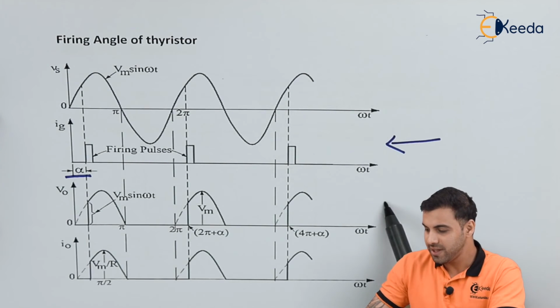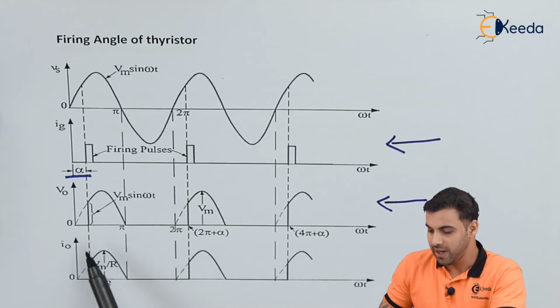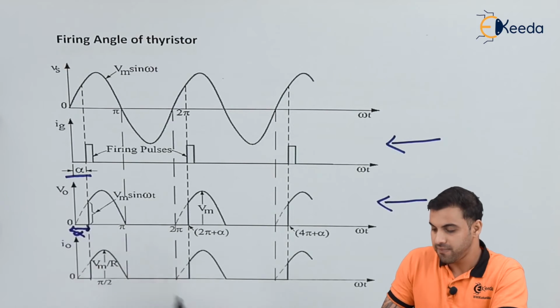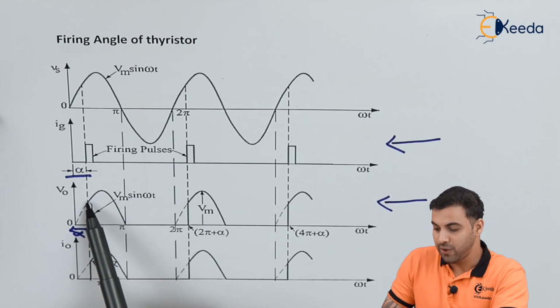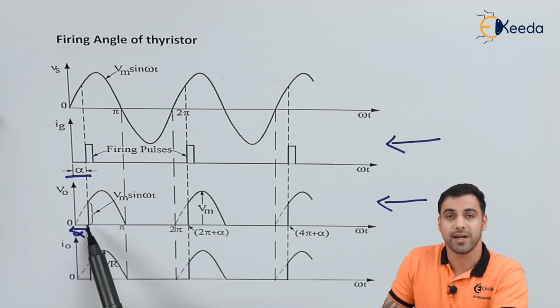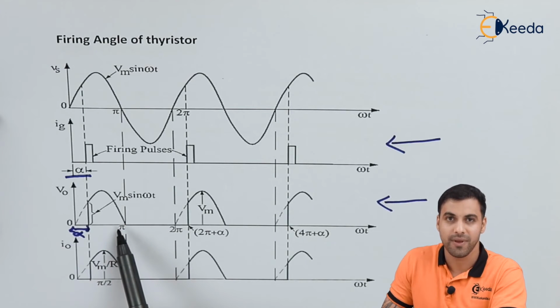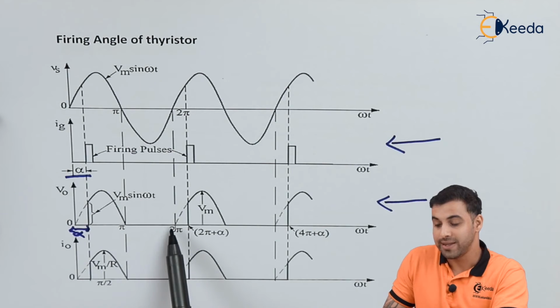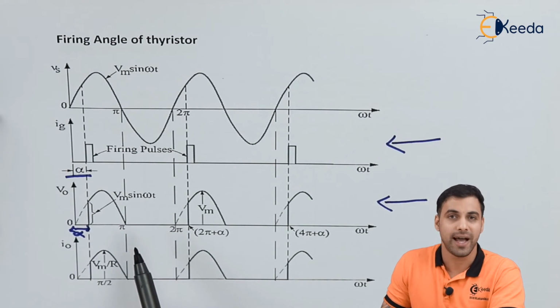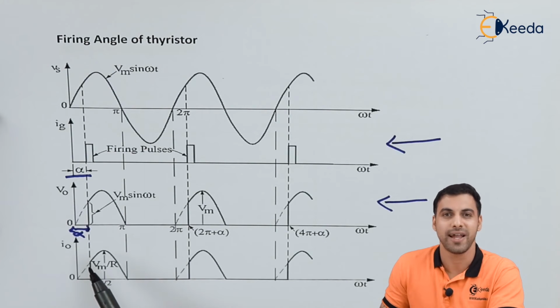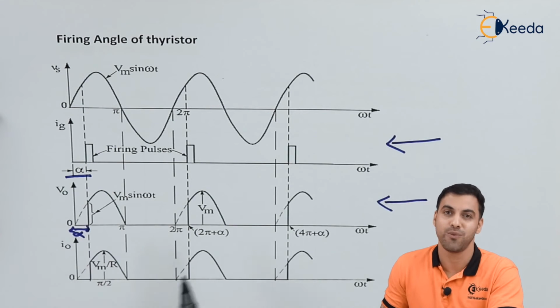Here, if you can see in the third waveform, at alpha the thyristor starts conducting, and you can clearly see there is no conduction from 0 to alpha, but the conduction starts after alpha and continues to pi. But after pi to 2 pi, there is no waveform, because thyristor never allows a bidirectional flow of electric current. Like a diode, thyristor allows the flow of electric current only in one direction.